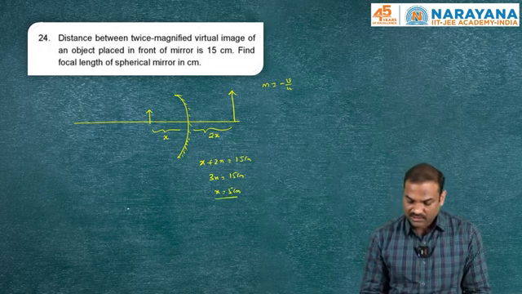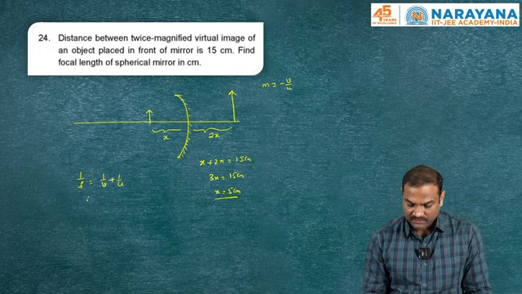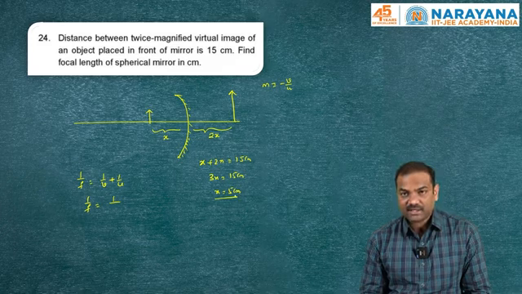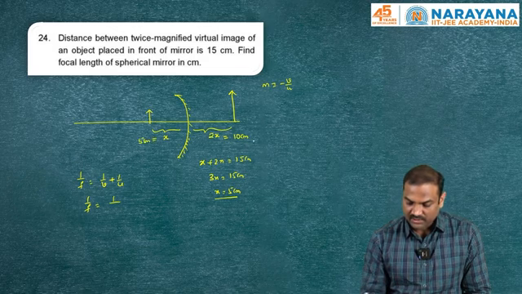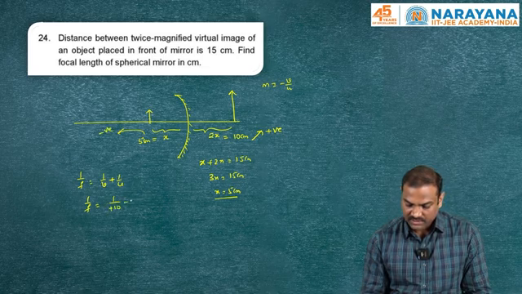Once I know the x value, I can go for focal length. 1 by f is equal to 1 by v plus 1 by u. So 1 by f is equal to 1 by v value. It is x value 5. That means image distance will be 10 centimeter. Object distance will be 5 centimeter. Obviously, this is positive one and this is negative. So v value is positive, plus 10, and u value is minus.